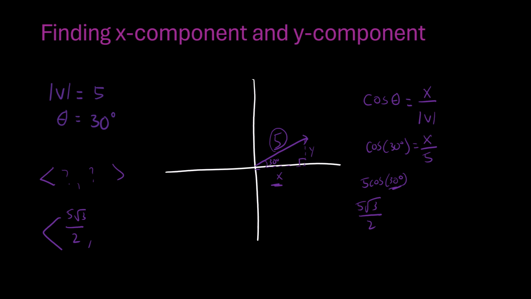And then for the y, you do the same thing, except you use sine because it's the opposite, right? Opposite over hypotenuse. So sine 30 degrees is equal to y over 5. So 5 times sine 30 is equal to y. Sine 30 is 1/2, so 5 times 1/2 is 5/2. So this is how you find the x component and the y component.